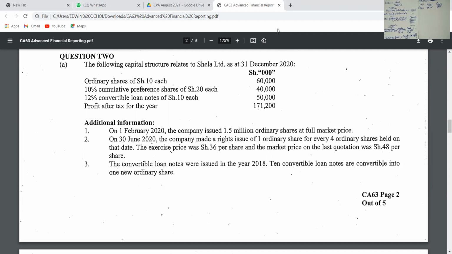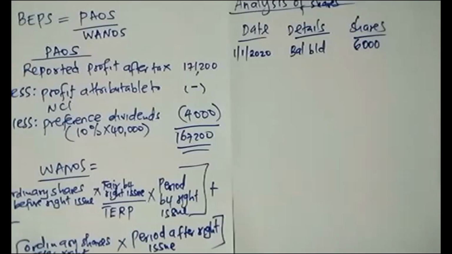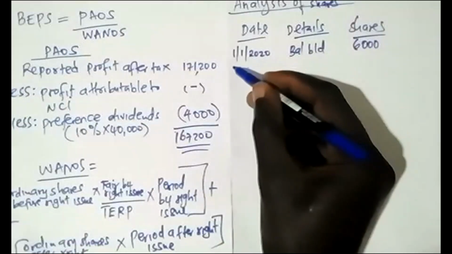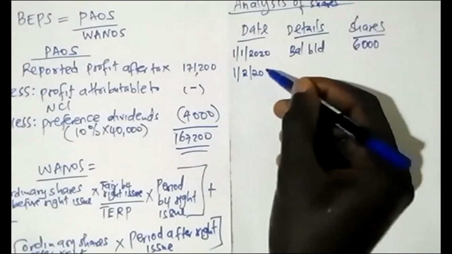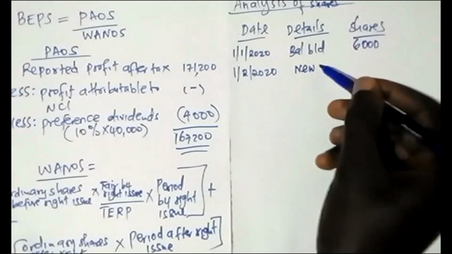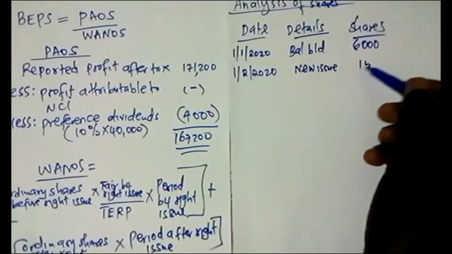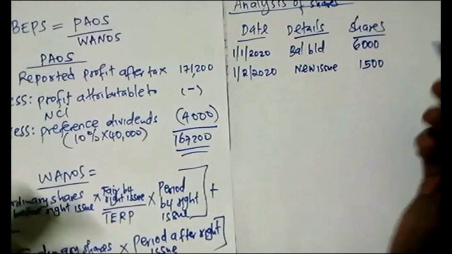But in this scenario, remember that I'm not supposed to weigh directly, because there is this aspect of the formula which we are supposed to use. For now, I'm looking for only the shares, so I don't have to weigh at this stage. To determine the weighted average number of ordinary shares in the case of a right issue, we have to use the formula. So I just write the number of shares issued on 1st February 2020 as new issue, 1,500.